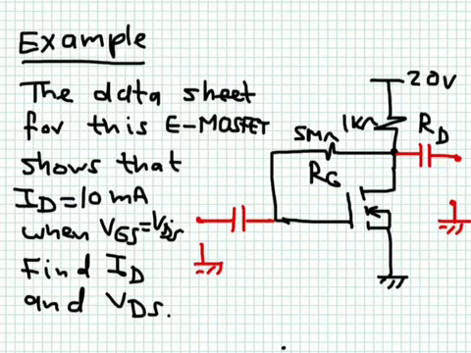Okay, let's consider this example. The data sheet for this E-MOSFET shows that ID is equal to 10 milliampere when VGS is equal to VDS. Find the ID and find VDS. So for this transistor, we are told that the data sheet will give a drain current of 10 milliampere when VGS is equal to VDS. And here I'm showing you not only the DC part, the black part is the DC part, I'm showing you the AC part as well.